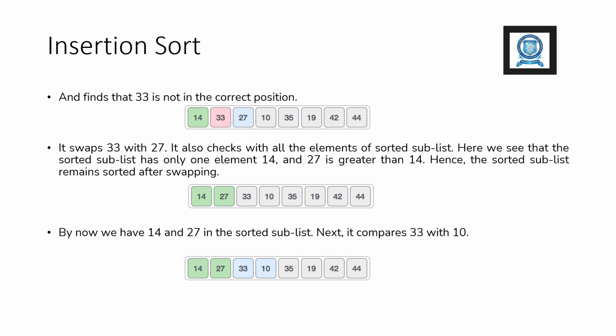It also checks with all elements of sorted sublist. Here we see that the sorted sublist has only one element, 14, and 27 is greater than 14. Hence, the sorted sublist remains sorted after swapping. By now, we have 14 and 27 in the sorted sublist. Next, it compares 33 with 10.